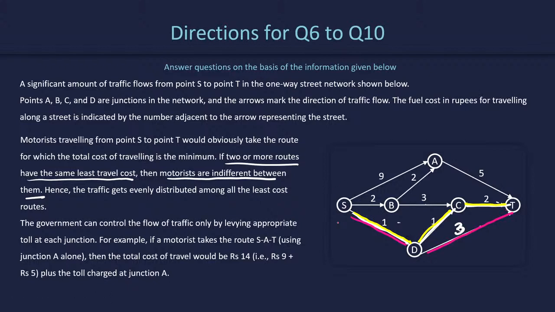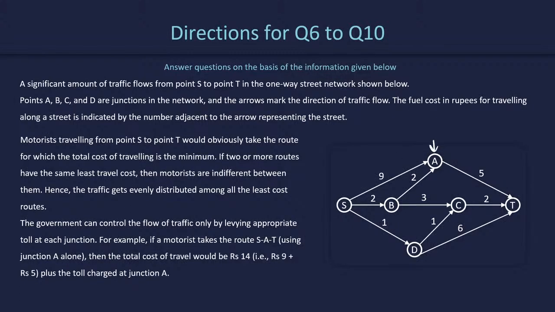So it means that if you are standing over here, you are like, I can take the route SDCT or I can take the route SDT. They are equally good for me. So if there are going to be 2 motorists, तो एक बंदा इधर वाले रूट में जाएगा और एक बंदा इधर वाले रूट में जाएगा. That's what we mean by traffic gets evenly मतलब बराबर distributed among all the least cost routes. ठीक है? Okay. Next, the government can control the flow of traffic only by levying appropriate toll at each junction.